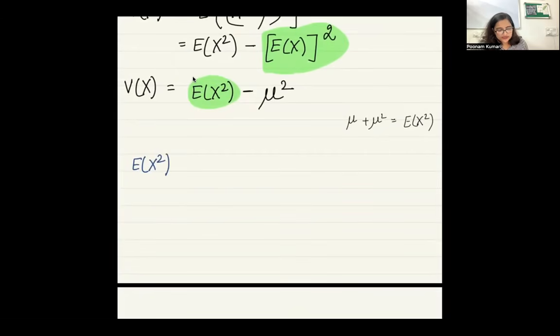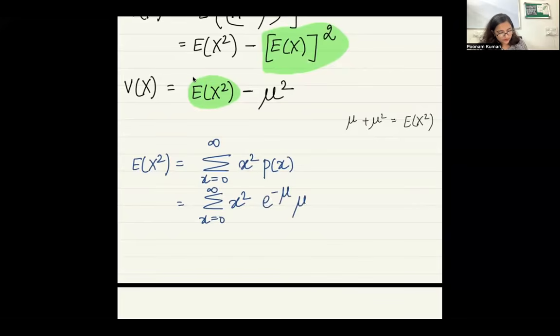Expected value of x square is nothing. Again, same thing, x going from 0 to infinity. You put x square and then you have your probability value, right? So just write what is the probability value here. Summation x going from 0 to infinity, x squared, right? And what is p(x)? e power minus mu raised to the power x divided by x factorial, right?